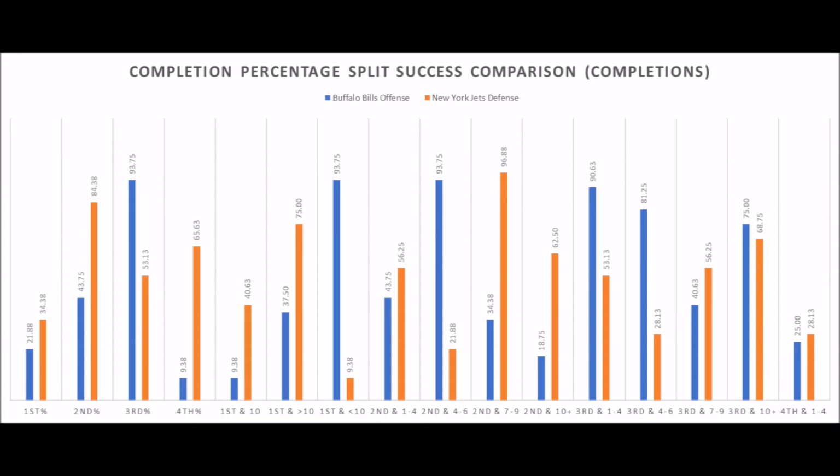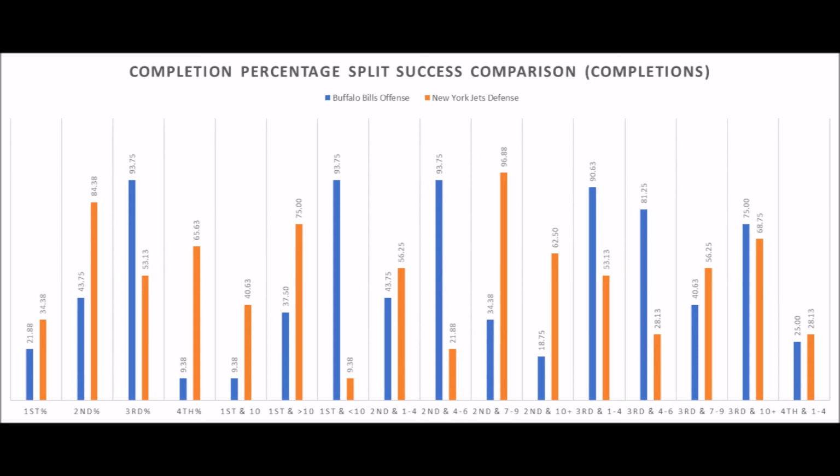Now when we get to some micro data points, looking at completion percentage data, this is the completion percentage split data between first, second, and third down, Bills offense versus Jets defense. And this is one area where the Jets, I think, will have some success.